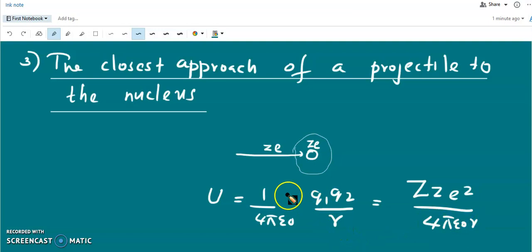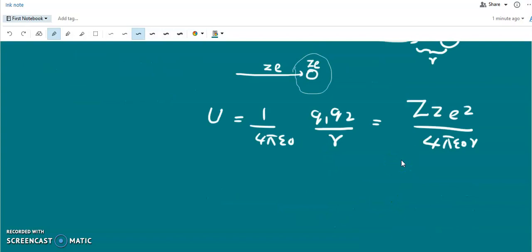So from this we can see that as the distance between the projectile and the nucleus decreases, 1 over R increases, so the potential energy increases. At a large distance from the nucleus, R is large and 1 over R is small, and therefore the potential energy is small. And the maximum potential energy occurs at the minimum value of R. So at this point, the kinetic energy is minimum.